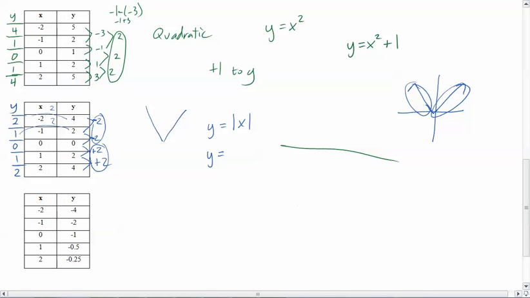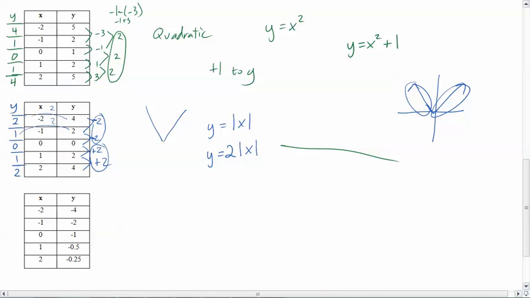Am I going to put the 2 by the x? No, because that would change the horizontal values, wouldn't it? I want to put the 2 on the outside, because the 2 on the outside will stretch it vertically. It will increase the y values by a factor of 2.